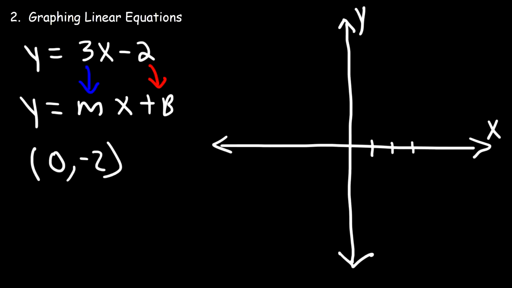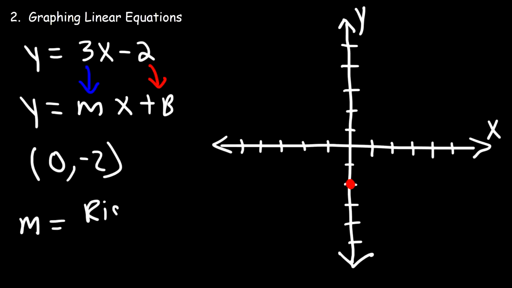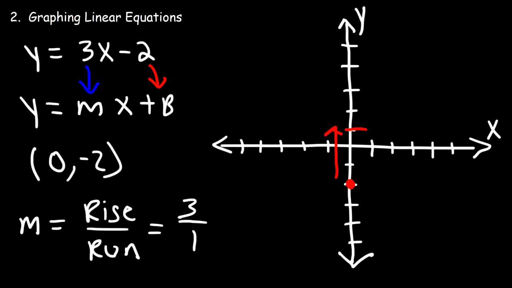So let's go ahead and put some marks on the graph. And then we're going to plot the y-intercept. So it's at -2 on the y-axis. And then we're going to use the slope to get the second point. So the slope m is basically the ratio of rise over run. So we have a slope of 3, which is the same as 3 over 1. So what we're going to do is, from the first point, we're going to rise 3 units, and we're going to run 1 unit to the right.